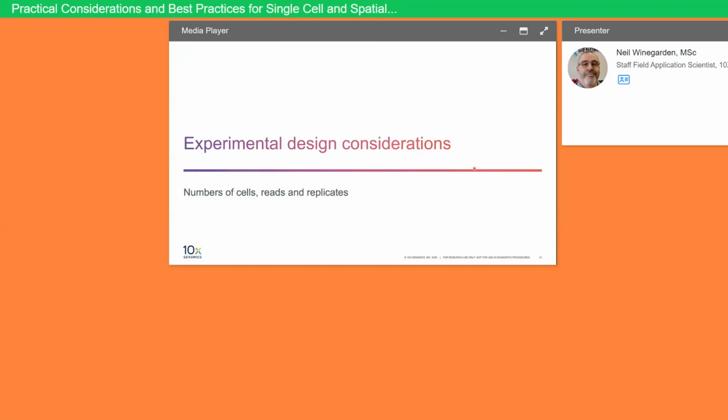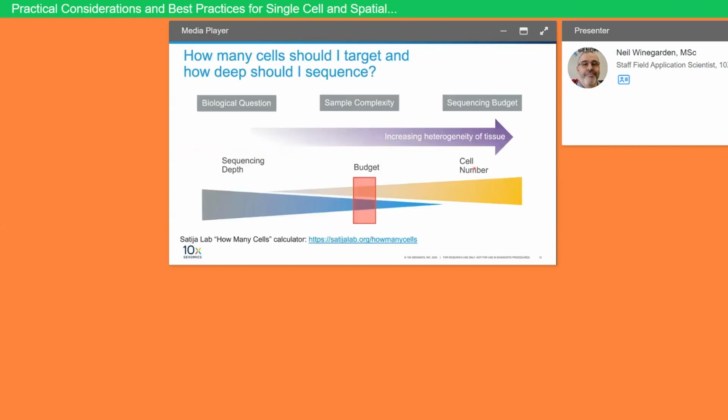Now that we've discussed the underlying technologies, let's quickly review a few practical experimental design considerations. Many researchers first embarking on a single-cell experiment often ask about the appropriate cell number and sequencing depth required for an experiment. The truth is, this is a balance between the question being asked, the complexity of the sample, and the sequencing budget. A more complex tissue for which a researcher wishes to detect a small subset of cells will require more cells to be profiled. More cells will in turn cost more to sequence. As such, researchers need to balance all of these aspects.